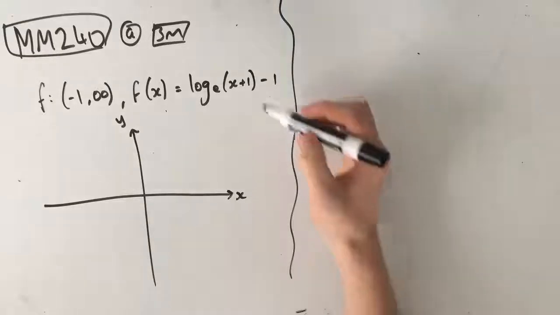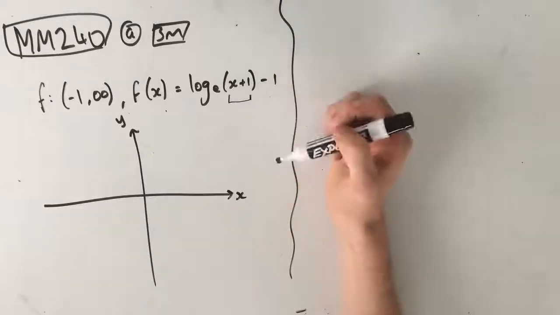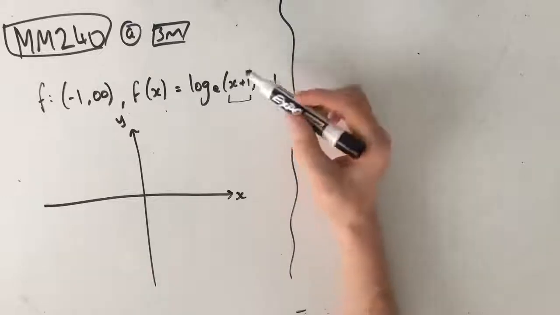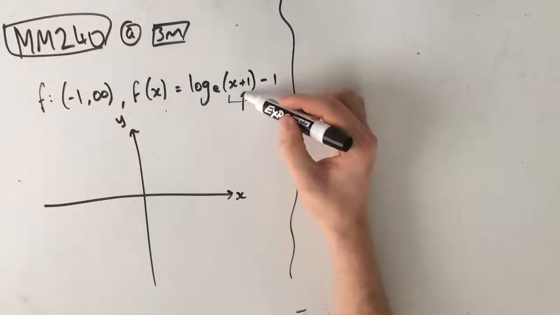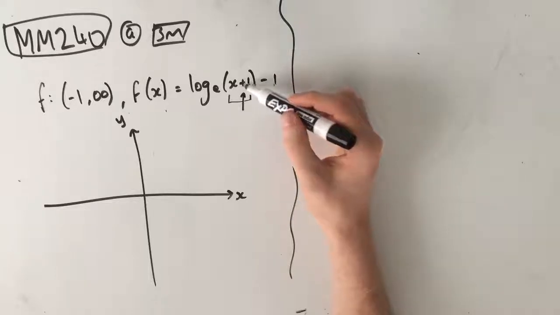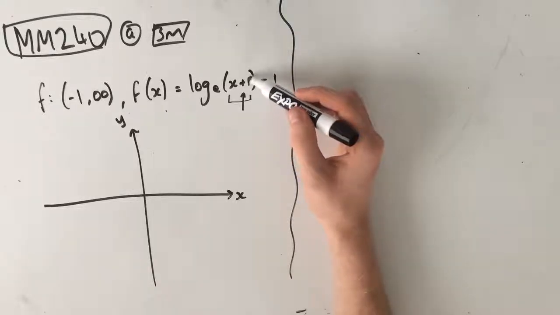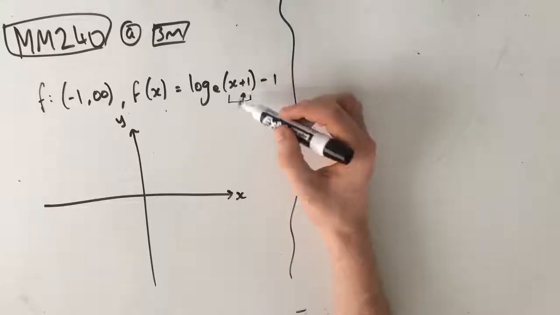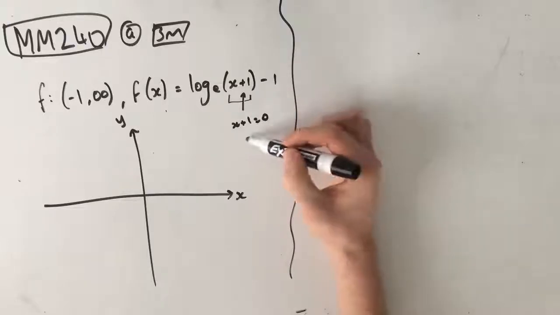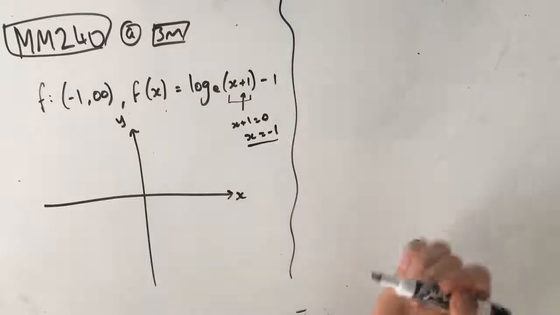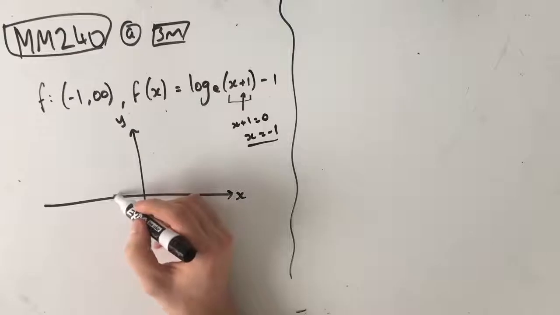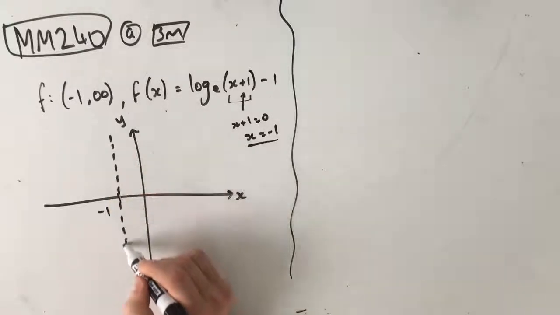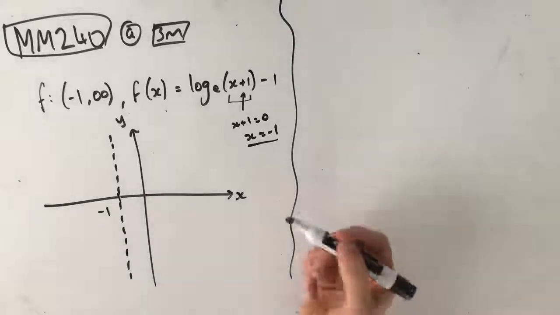So in a log graph, whatever's inside of our bracket determines what our asymptote is, all right? Because this is x plus 1, we're going to have an asymptote at x equals -1. It's like the opposite of whatever number is here, because it's whatever x has to equal to make the inside equal 0. So x plus 1 equals 0, which means x is equal to -1. So that's the equation of our asymptote, which means we have an asymptote at x equals -1. So like this. Awesome. So that's our first thing.